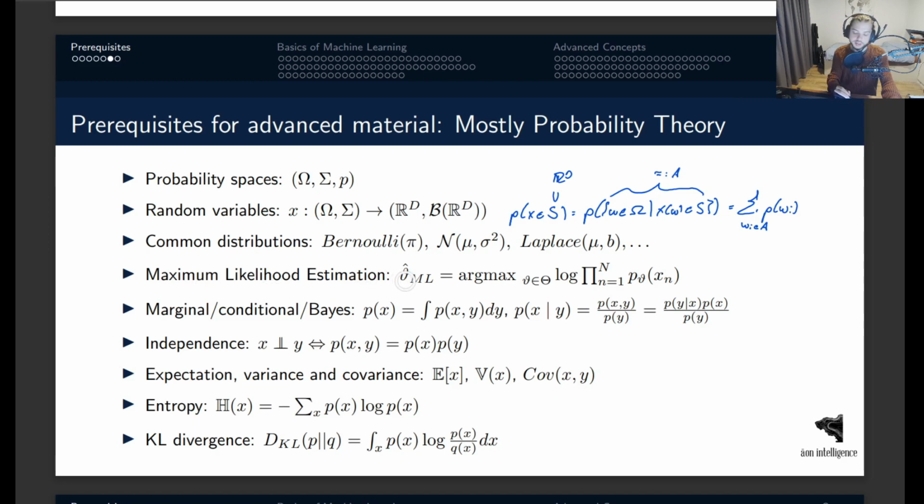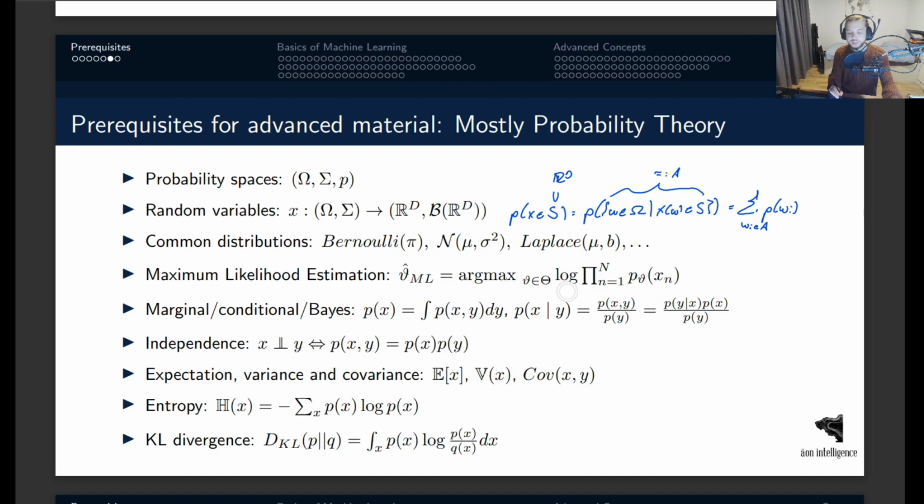So this parameter theta hat is estimated using the maximum likelihood estimation, ML. And this is equal to the parameter in the set of parameters that I'm considering for which the log probabilities of my data points is maximized.